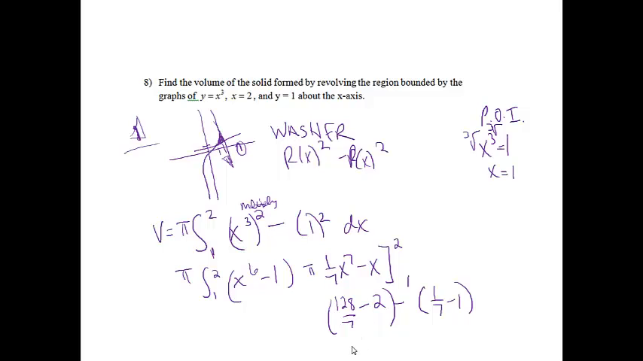I'm now going to get common denominators for all my parts. I'll get 128 sevenths minus 14 sevenths minus 1/7 minus 7 sevenths. So this one will give me 114 sevenths, and minus 1/7 minus 7 sevenths is going to be negative 6 sevenths. Those will turn to plus. So I will get 120 sevenths, and then don't forget we have our pi.